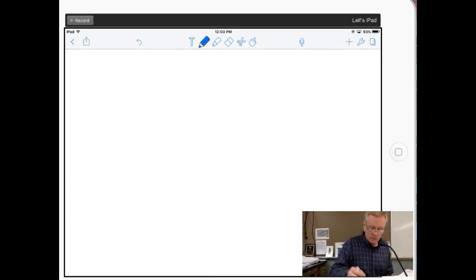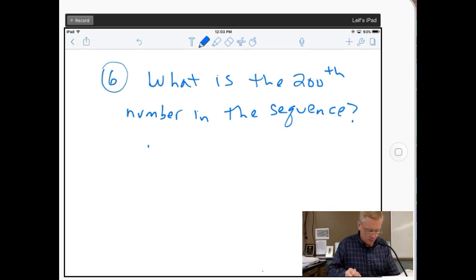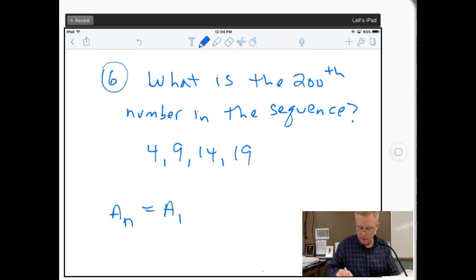Last one. My last problem. What is the 200th number in the sequence? And the sequence is 4, 9, 14, and 19. So you have that wonderful arithmetic formula, which is a of n equals a of 1 plus n minus 1 times d. You do not have to memorize that formula. You should have it written on your formula sheets.